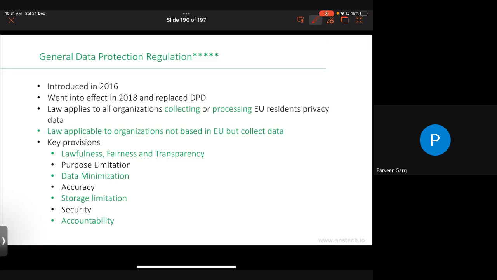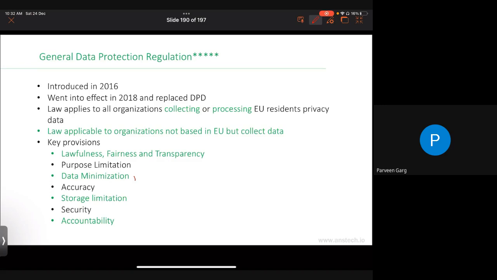GDPR, you should know a few things. What is the data minimization policy? And what is the right to forget? Okay, remember that. So the data minimization policy is applicable, remember this, from 2018. Okay, and it put the onus on organizations collecting privacy data. So you will collect only the data which is required and nothing more than that. So if I need only your email ID, I will only collect the email ID and I will not collect your entire health data.